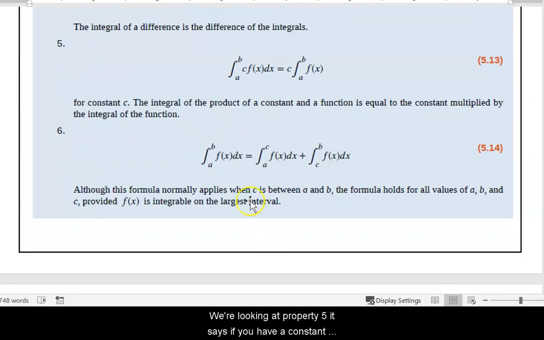When we're looking at property 5, it says if you have a constant times a function, the constant can be pulled out. Since this applies to derivatives and limits, this should not be a surprise to you either. The final property is the one that's probably going to be a little bit different for you, but it should make sense to you as well. This says when you do the integration from x equal a to x equal b, you can split it at a value c that's between a and b and compute the integral from a to c and from c to b and add them together.